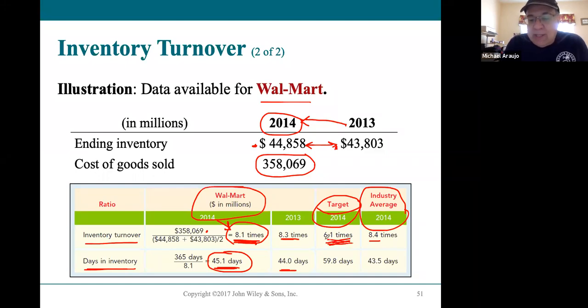Because Target only has a 6.1 inventory turnover ratio, when you divide that into 365, they're basically selling out their stores every 60 days. So basically it sells out and restocks every 2 months. That's a slower rate in both. But that's basically what the inventory turnover ratio is. Once you get that and you put it underneath 365, it converts to the number of days that the inventory is disappearing off the shelves and needs to be restocked.